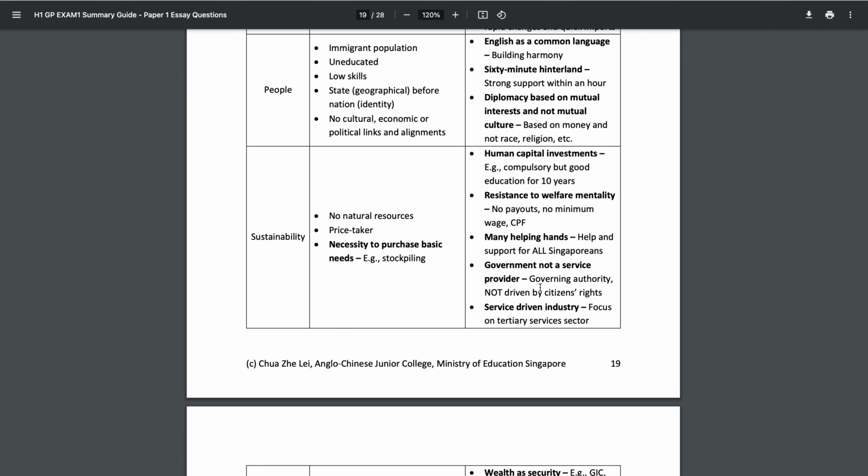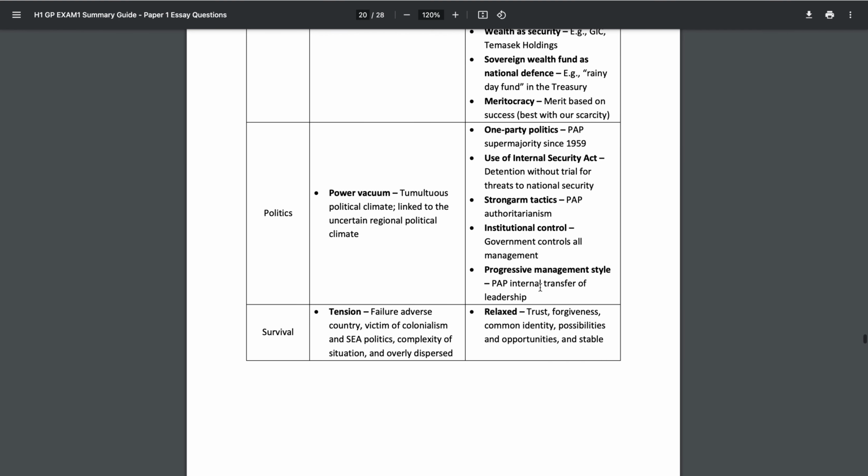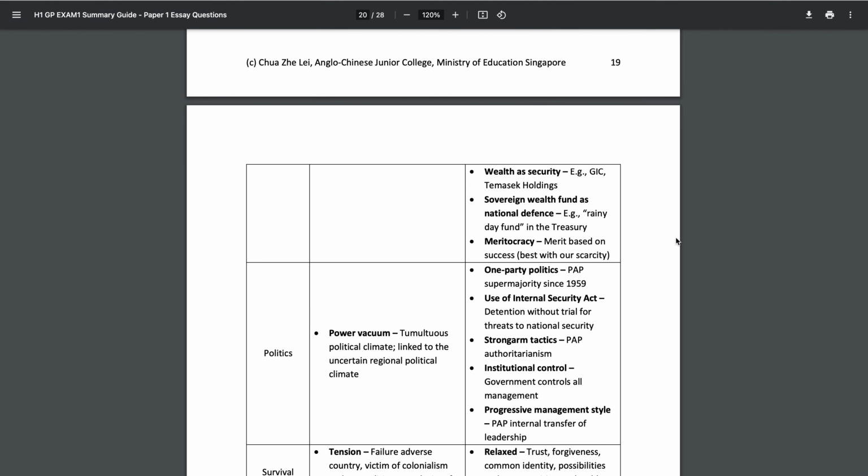Okay? And last but not least, it is a service-driven industry. We are focusing on tertiary services, banking, finance, all these things, tourism, tertiary services. Okay? We also have wealth as security. For example, GIC Temasek, which has been in news recently. We are using our sovereign wealth fund as a national defense mechanism, right? We are saving so much money because when the day comes when we need to take the money out, we have more than enough money. Remember the context of prosperity? Remember the fear mindset? This is what it is.